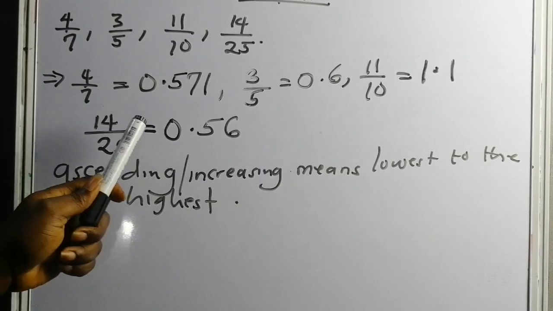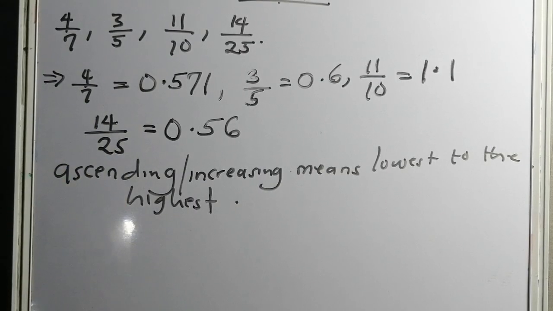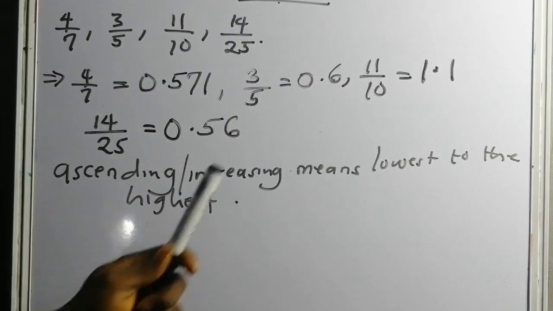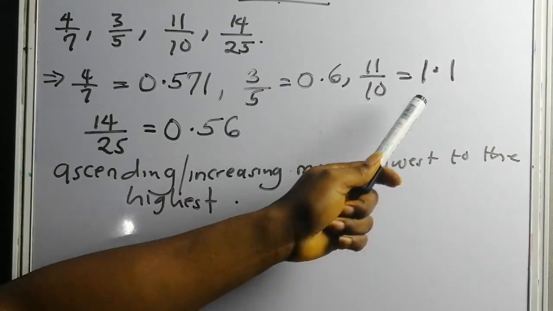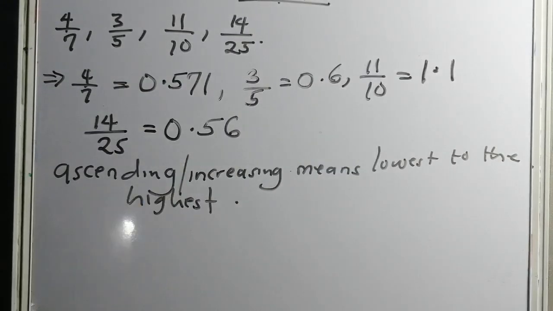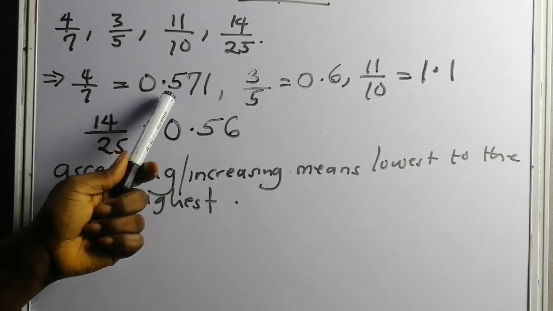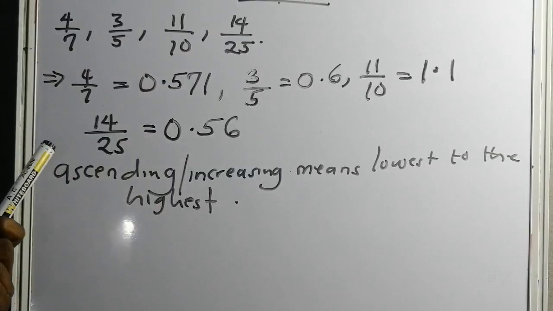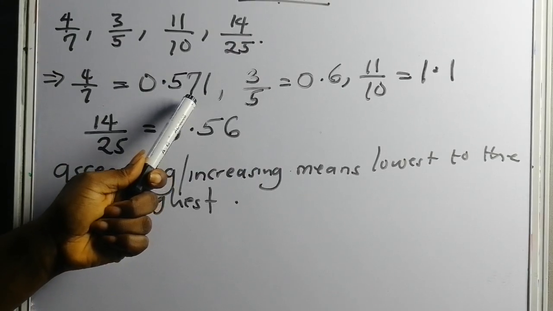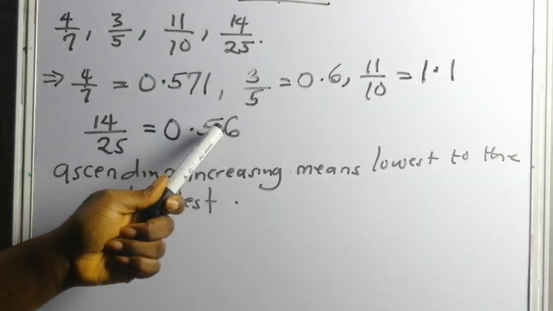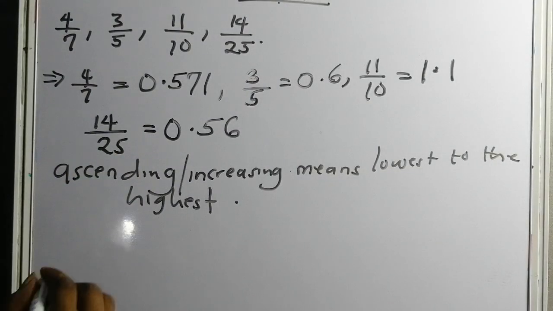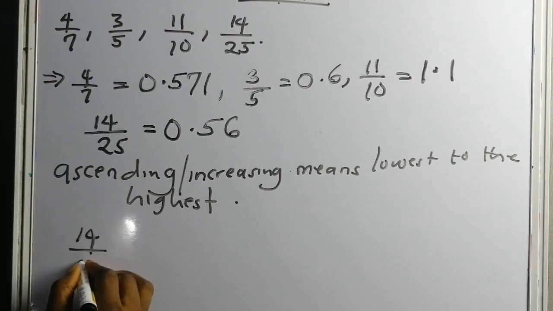Now let's look at it very well. What is our lowest here? So from what is on the board, what is our lowest? So here, if you look at it, 0.5, 0.6, 1.1, 0.56. Look at it very well. We have 0.57. We have 0.5. It still is the same thing. I will move to the next digits. 7 and 6. Out of 7 and 6, what is the highest? 7 is the highest. So it means my lowest here is what? 14/25.